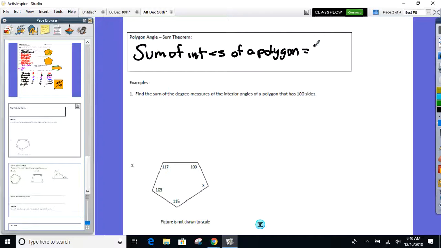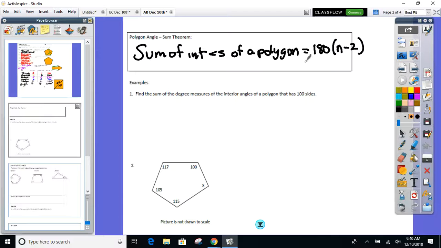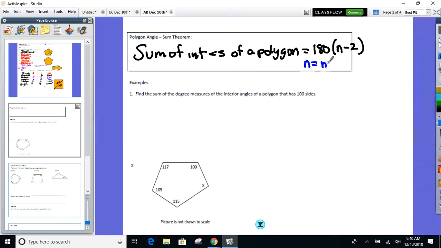Perfect. Here's how we're going to write it. 180 times n minus 2. Any ideas what n represents? Number of sides. That is to find the interior angles, what they all add up to.